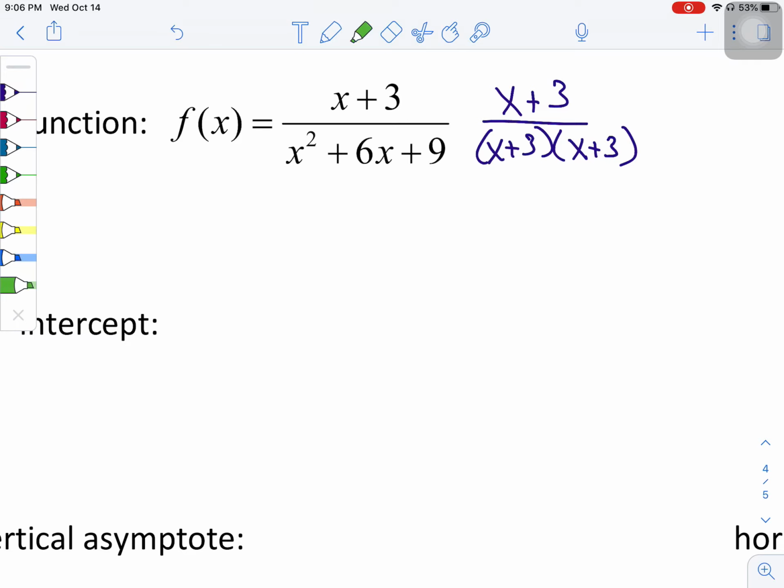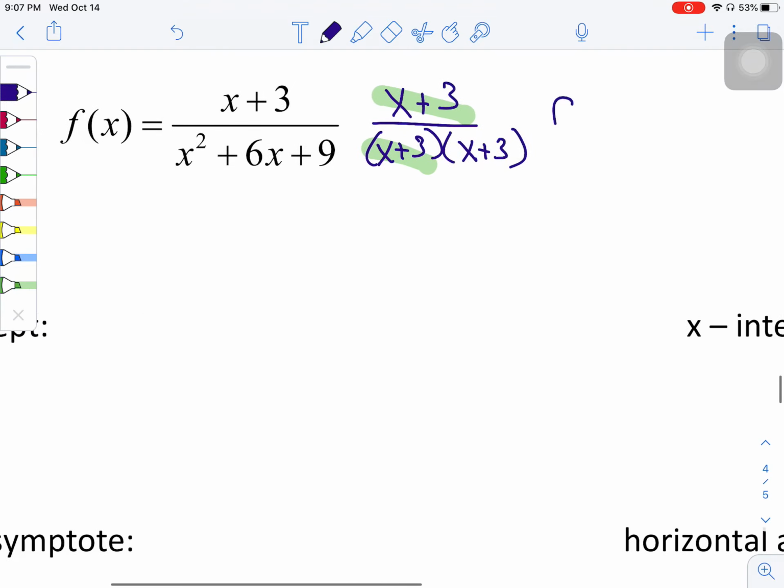Now, when we cancel this, we want to be careful. This x plus 3 in the numerator will only divide out one of the x plus 3's in the denominator, so just be careful about that. All right, so that's gone. Leaves me with the simplified function of f of x is equal to 1 over x plus 3.